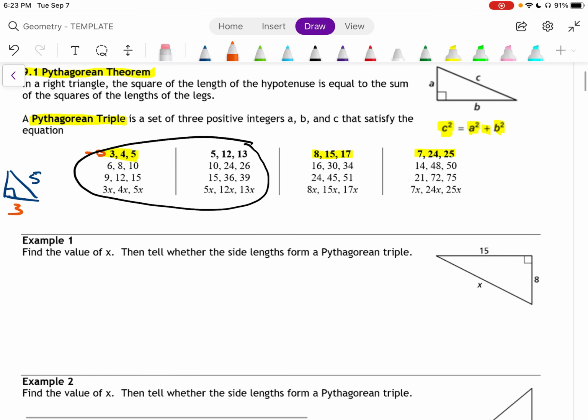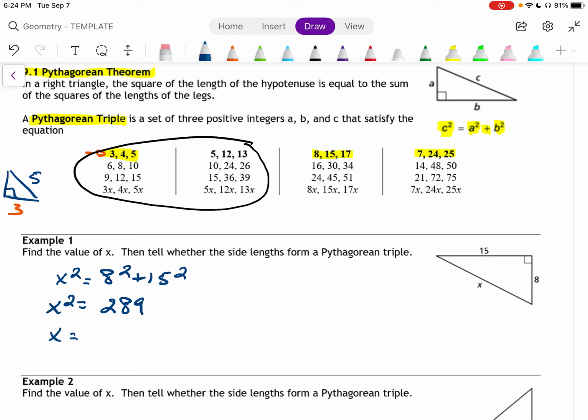Example 1, find the value of x, then tell whether the side lengths form a Pythagorean triple. Well, we'll just do it the normal way. We have the hypotenuse x, so I'll say x squared, and then I have my sides, 8 squared and 15 squared. So in my calculator, I'm going to type in 8 squared plus 15 squared, and I get 289. 289 equals x squared. I take my root, and regular plain old x will be 17. So this side length here is 17. And yes, that is a Pythagorean triple.